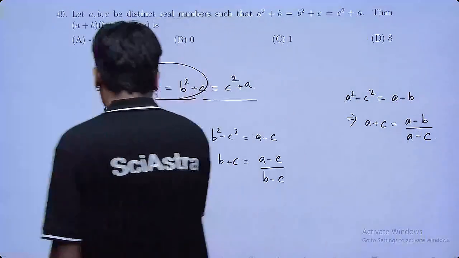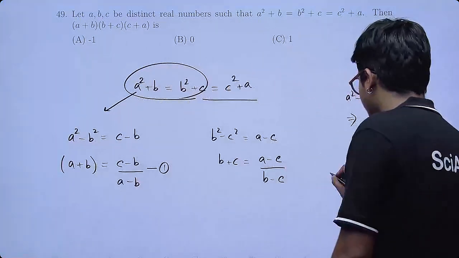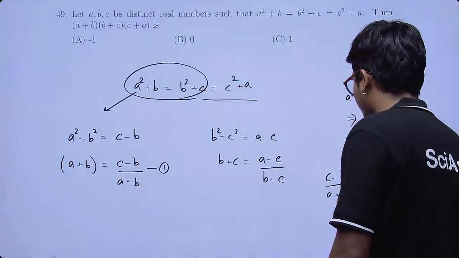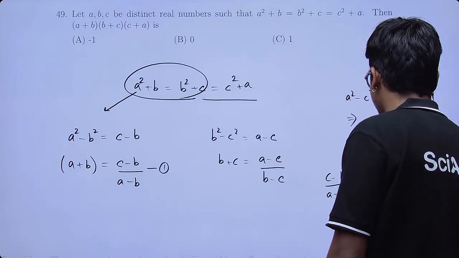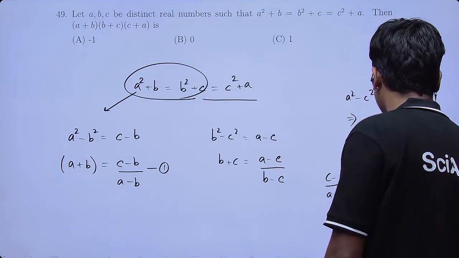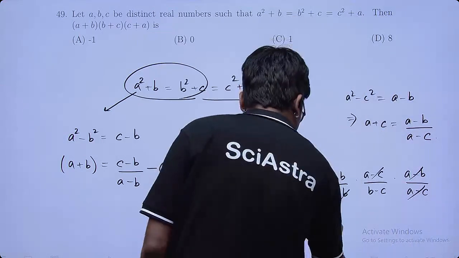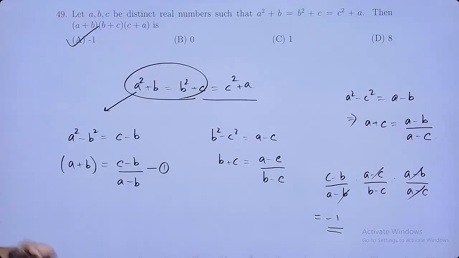Now what do you have to do? You just have to look at the product of these three ratios. So what are you getting? C minus B by A minus B times A minus C by B minus C times A minus B by A minus C. This and this cancels out, this and this cancels out. These two cancel out to give you a minus 1. That was the final answer. Option A, minus 1. That's it.